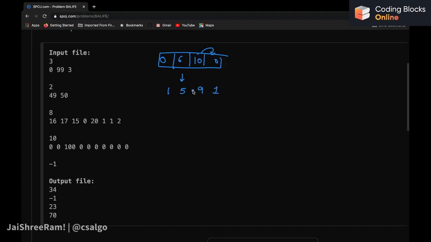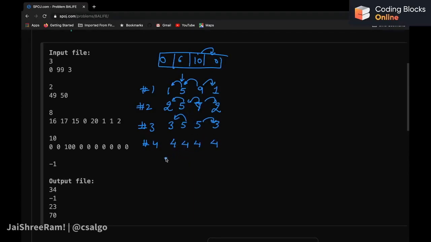Then after another round, this gives 1 here, this gives 1 here, this gives 1 here. So it becomes 2 5 7 and 2. This is after the first round, this is after the second round. After the third round, this gives 1 here, this gives 1 here, and this gives 1 here. So it becomes 3 5 5 and 3. Then after one more round, it gives 1 here, it gives 1 here. It becomes 4 4 4 and 4. So it would require 4 rounds to do the transfer.